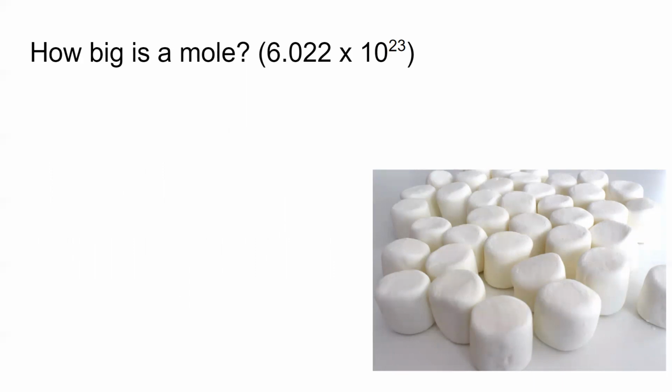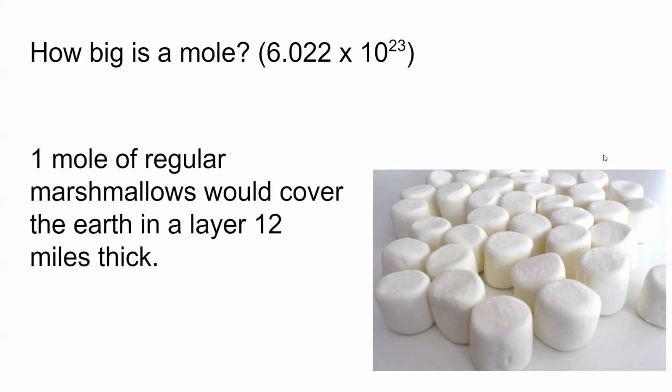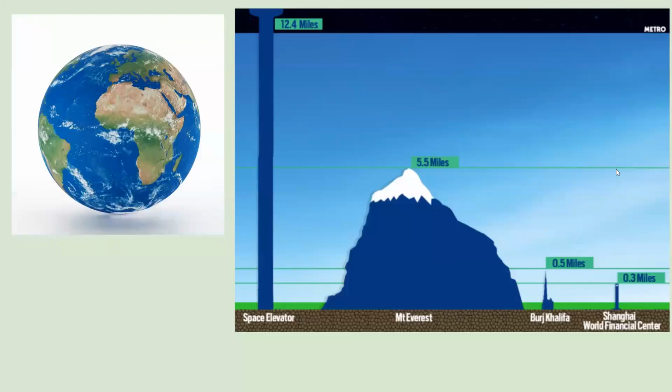Okay, so think of the Earth, maybe what you know about the Earth's size. How much of the Earth do you think that could cover? I'll let you think for a second. So if you had a mole of these regular marshmallows, it would cover the Earth in a layer 12 miles thick. Now, to give you a sense of how big that is, from the surface of the Earth to the top of Mount Everest is 5.5 miles. 12 miles is more than double that, right?